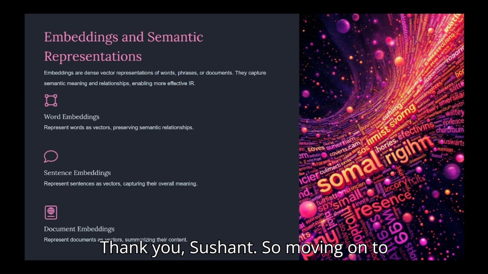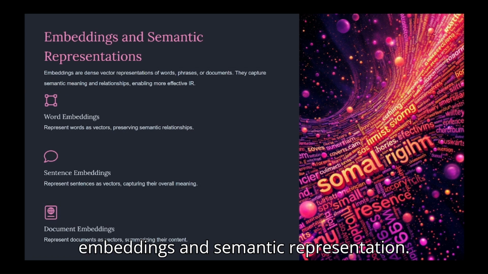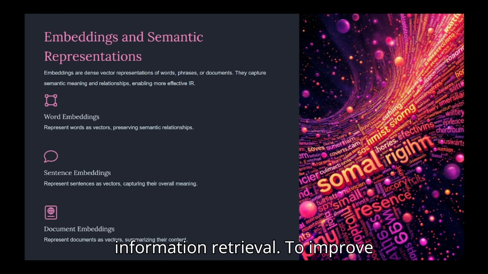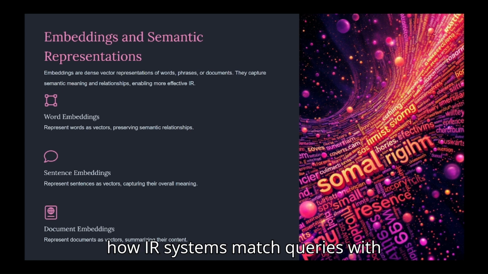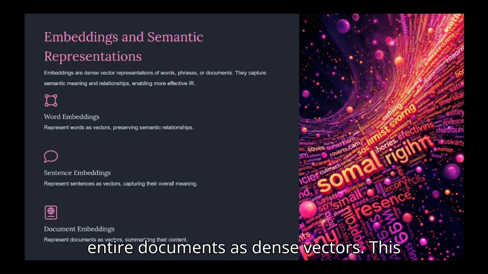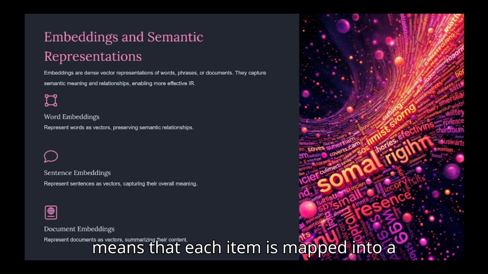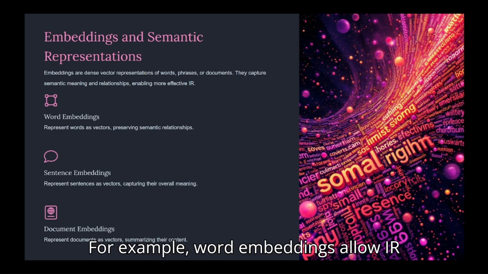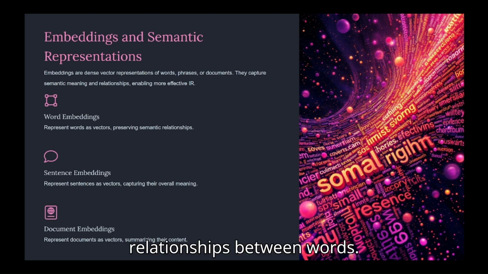Thank you, Sushit. So, moving on to embeddings and semantic representation. Embeddings are a core concept in neural information retrieval. To improve how IR systems match queries with relevant content, we use embeddings to represent words, sentences, or even entire documents as dense vectors. This means that each item is mapped into a multidimensional space where similar items are closer together. For example, word embeddings allow IR systems to capture and understand relationships between words.